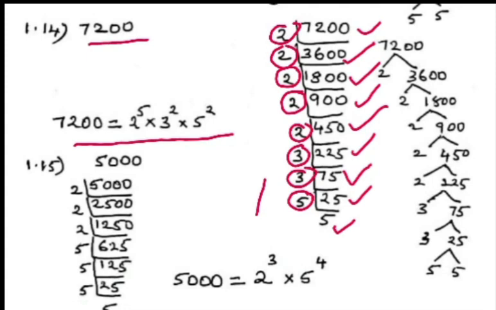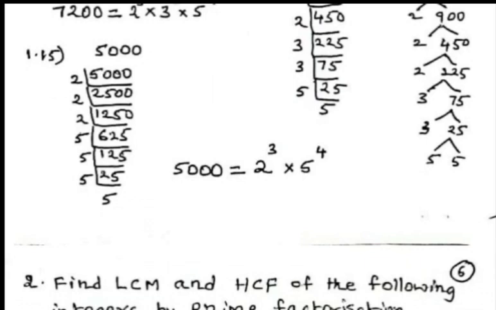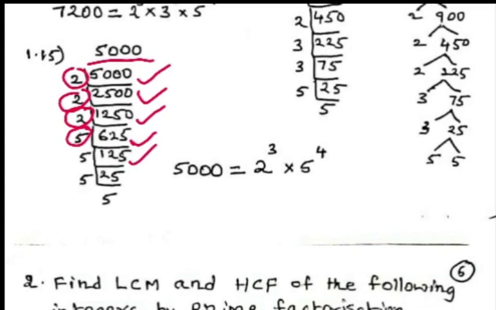Now we consider another problem. 5,000. 5,000 is divided by 2, we get 2500. 2500 is divided by 2, we get 1250. 1250 is divided by 2, we get 625. 625 is divided by 5, we get 125. 125 is divided by 5, we get 25. 25 is divided by 5, we get 5. So prime factors are found for 5000. 5000 is expressed as 2 cube multiplied by 5 power 4.